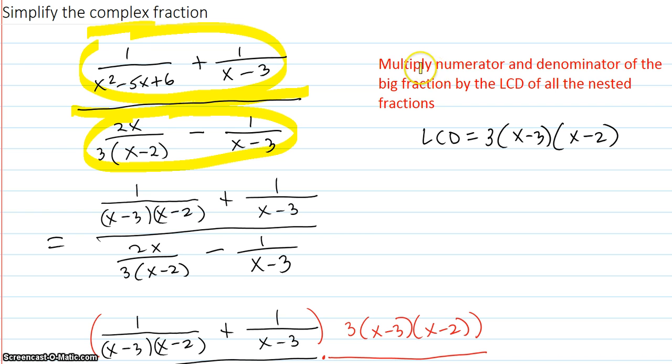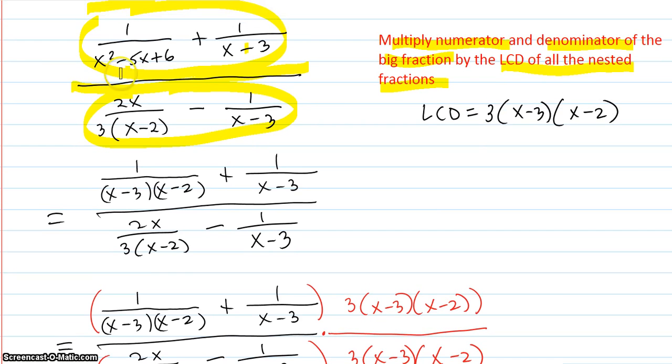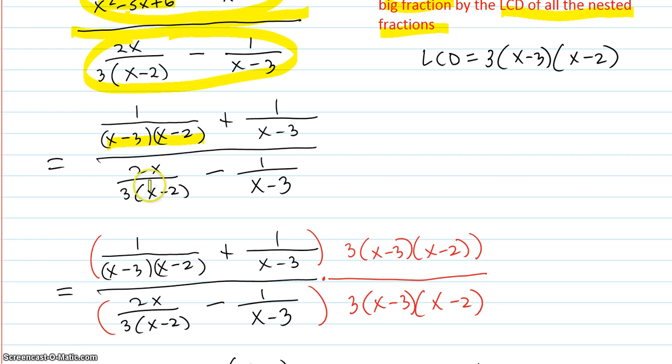And the strategy is multiply the numerator and denominator of the big fraction by the LCD of all the nested inside fractions. So we have to factor all the denominators of all these fractions. The only one in this problem that needs to be done is this one. So that happens to factor as x minus 3 times x minus 2. The other fractions are already factored, so that's good. If this one didn't have the 3 factored out already, we'd have to factor out the 3. So if it was 3x minus 6, we'd factor out the 3 to get this.